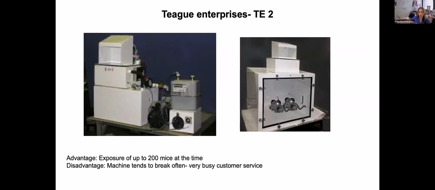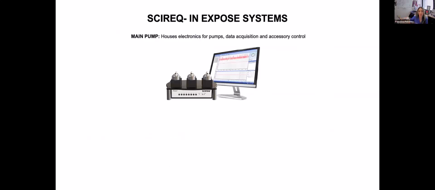Years ago, before the CIREC came up. Another downside of the TIG is that it has a very busy customer service. The machine tends to break very often, and their customer service is not ideal, meaning that you can wait a few weeks to get the machine fixed. So keep that in mind. And then the CIREC came out. The CIREC, which is the same company that makes the flexiVent, came up with these two models.